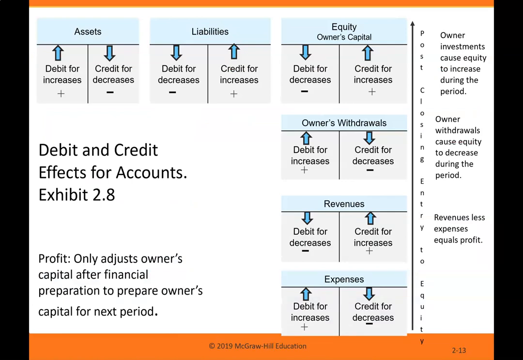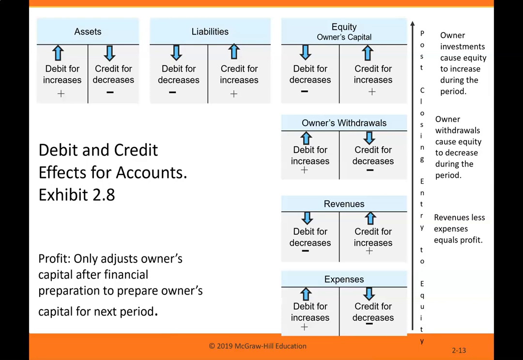Debit and credit effects for accounts, Exhibit 2.8. Profit only adjusts owner's capital after financial statement preparation, to prepare owner's capital for the next period. So if we open up the equity accounts, we have owner's capital. If we want to increase that, we do a credit. If we want to decrease that, we do a debit. Owner's withdrawals. When we want to increase the amount, we debit it. And when we decrease the withdrawal, we credit it.